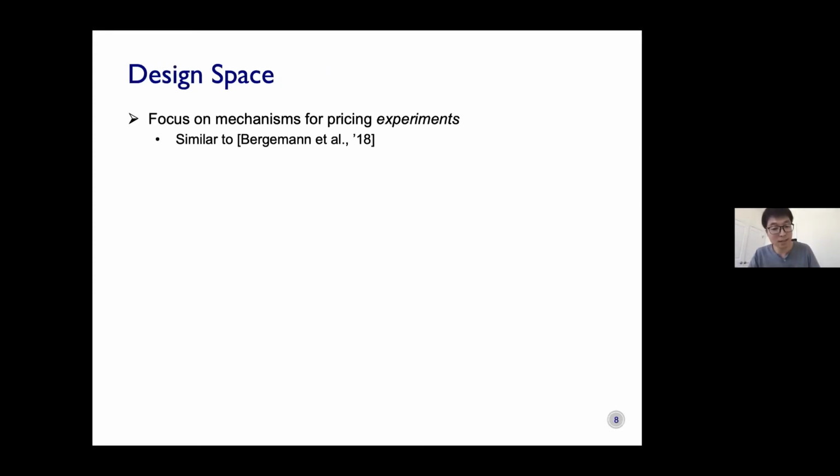Okay, so when we look at designing mechanisms, the first thing we might want to think about is the design space. What are the possible mechanisms that I'm going to consider? In this paper, we only focus on mechanisms that price experiments. So in other words, you cannot price the realized state. You are pricing the experiment itself. This is similar to the previous work.